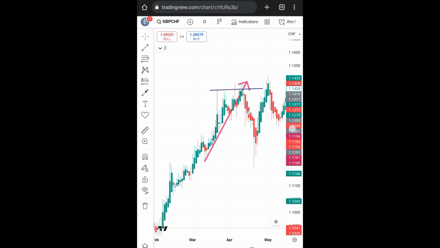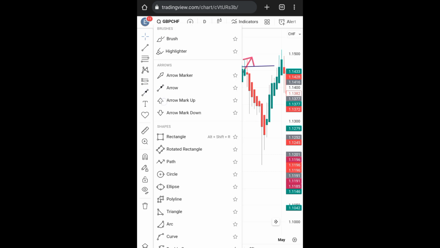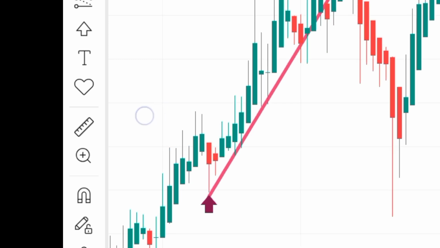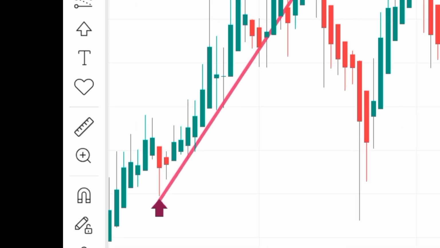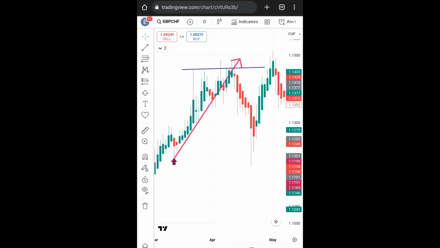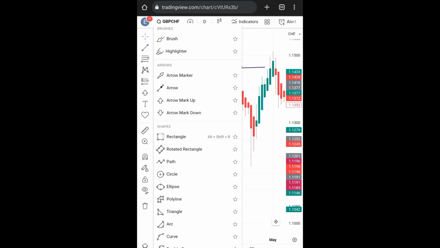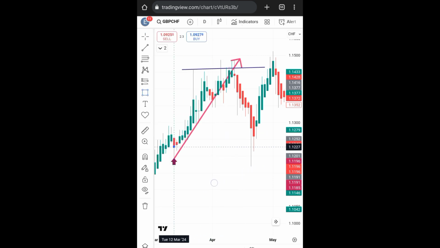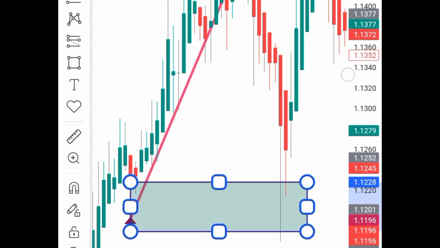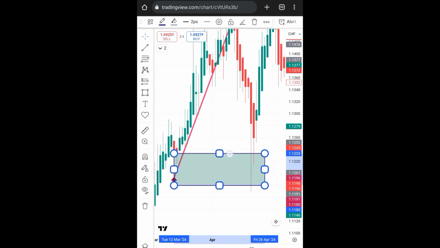So that is to say that here is the zone that led to that break of structure, this very one here. For that case, we have to mark the wicks of this zone, which is right here. We mark the wick right here. That is the wick of the candle. So we marked it.